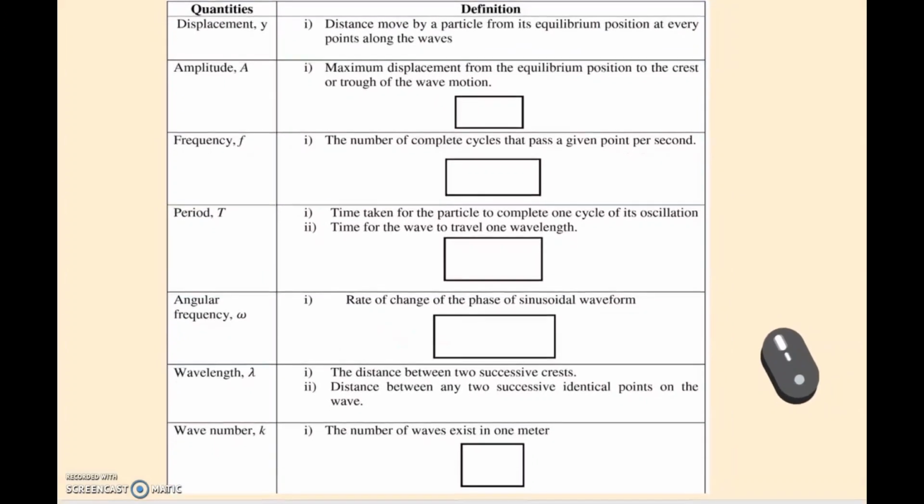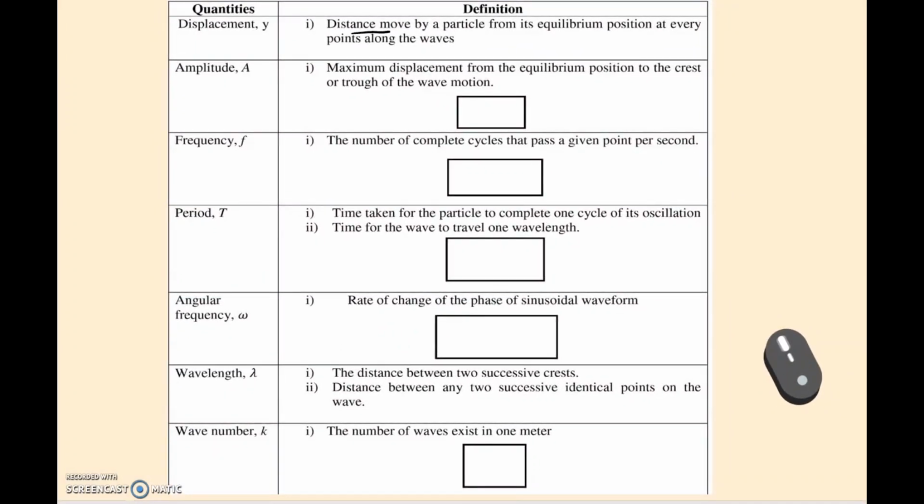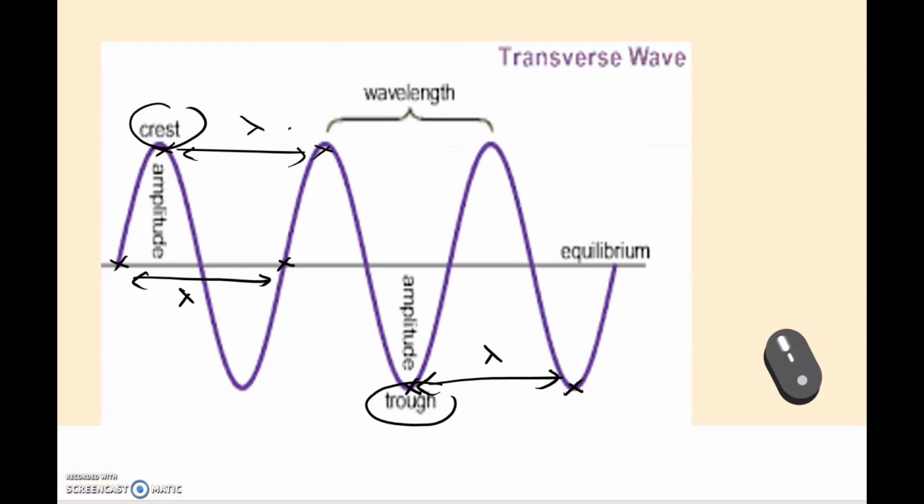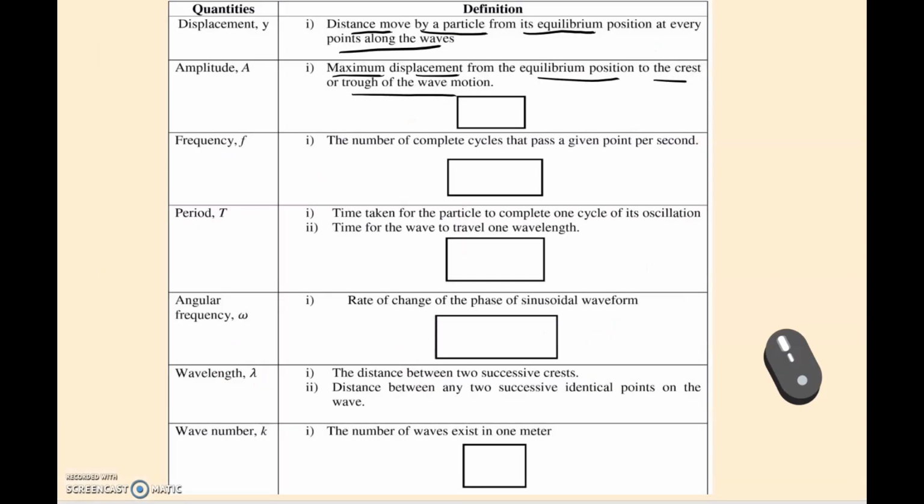We have displacement. What is displacement? Displacement is the distance moved by a particle from its equilibrium position at every point along the wave. Then we have amplitude. What is amplitude? It is the maximum displacement from the equilibrium position to the crest or trough of the wave motion. So this is the amplitude, from equilibrium to crest or equilibrium to trough. The unit is meter or centimeter.